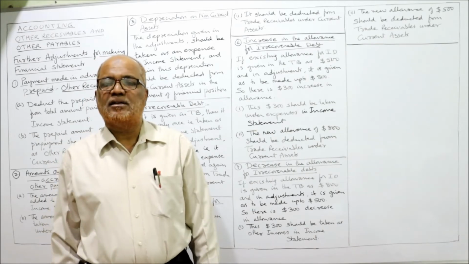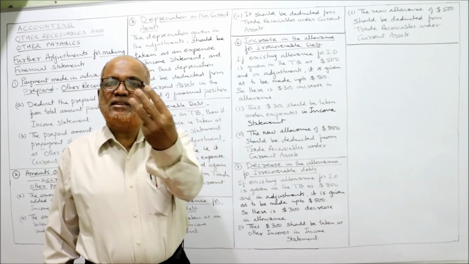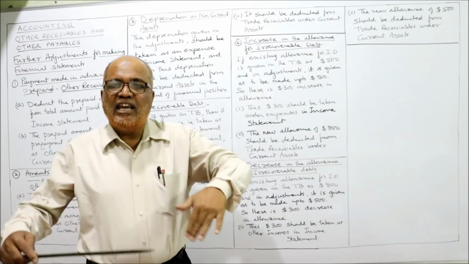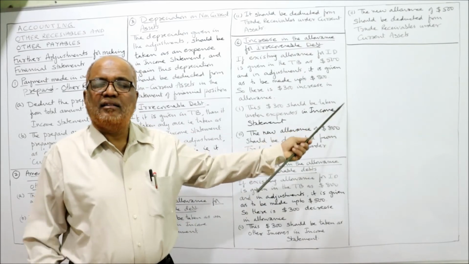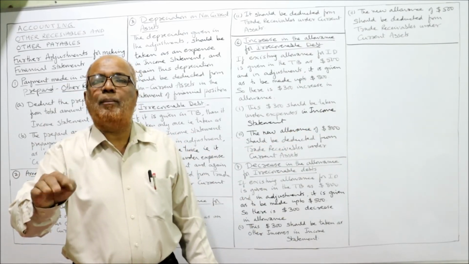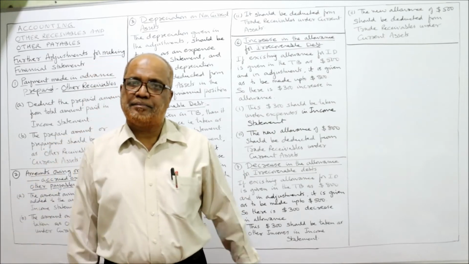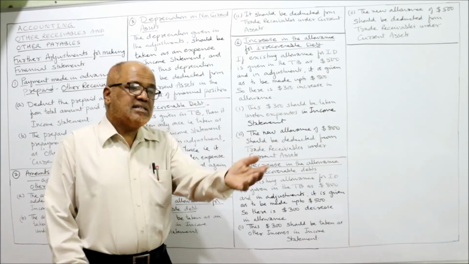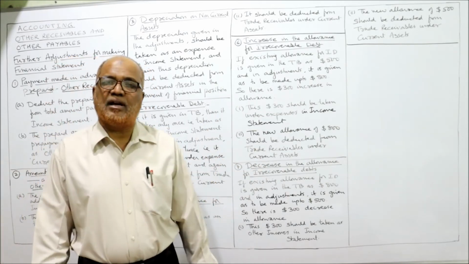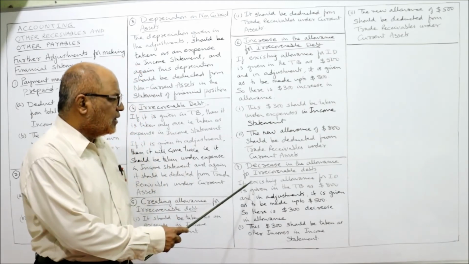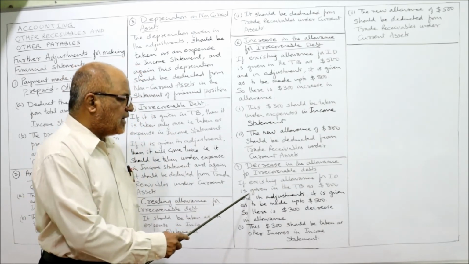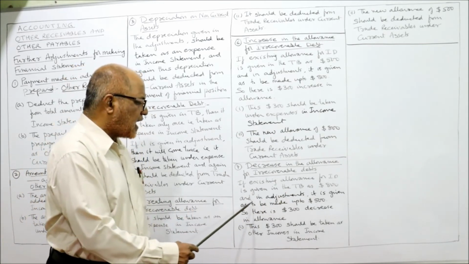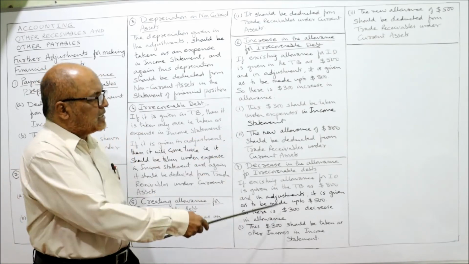So whatever is the increase, $300, that will be taken under expenses in income statement. New allowance 800 should be deducted from trade receivable in the current assets. That's it. This is regarding increase in allowance for irrecoverable debt. Suppose there is decrease in allowance for irrecoverable debt, what is the adjustment? Now, if existing allowance for irrecoverable debt is given in the trial balance as $800 and in adjustment it is given as to be made up to 500, I have reversed the case.